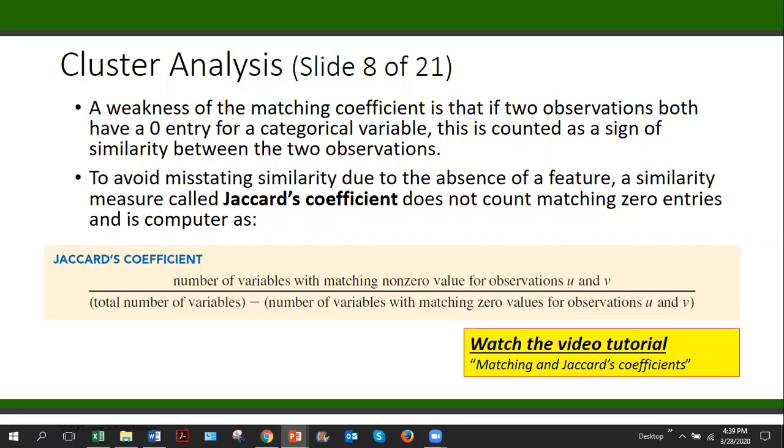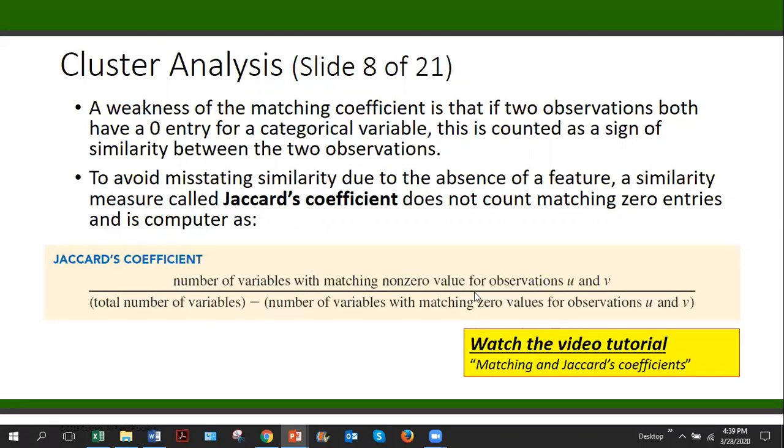So in order to avoid misstating similarity due to the absence of features, which means zeros, we use a similarity measure called the Jaccard coefficient. It will just not count matching zeros, as simple as that. So it will ignore matching zeros. This is the formula for calculating Jaccard's coefficient: we calculate the total number of matching non-zero values, and then divide it by the total number of variables minus the total number of matching zeros.